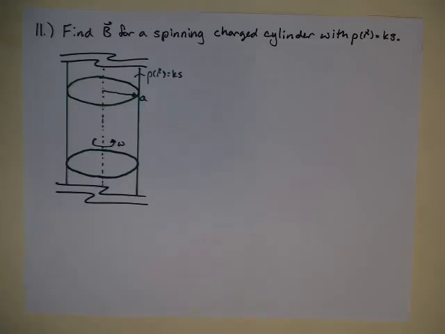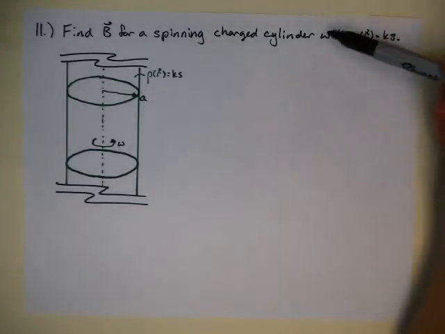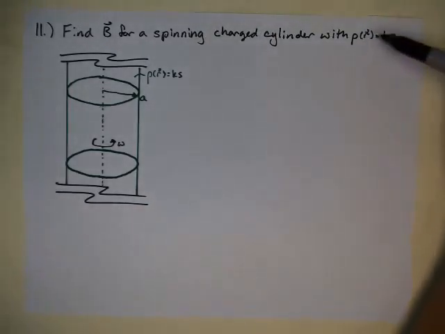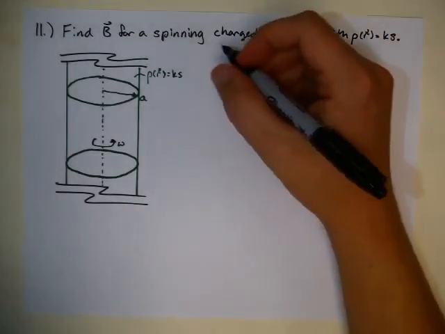Practice exam for the final exam, problem 11. Find the magnetic field everywhere for a spinning charged cylinder when the charge density is a function of the distance from the center of the cylinder. So it's given simply as ks, where s is measured as the distance from the center of the cylinder. In order to do this, we're going to use Ampere's law.